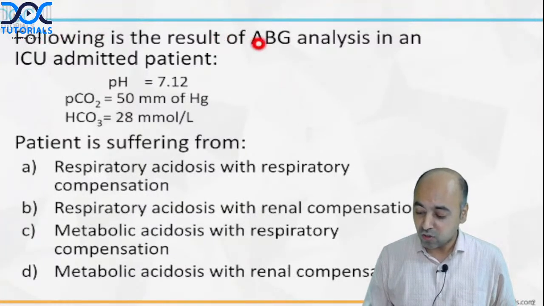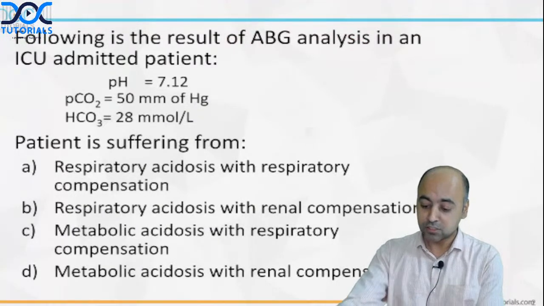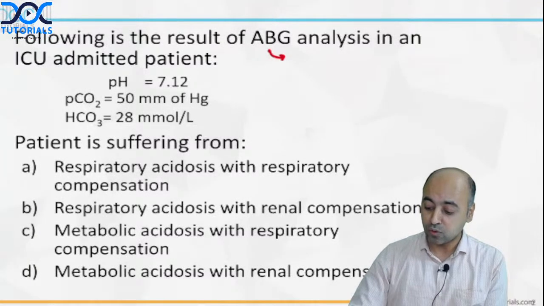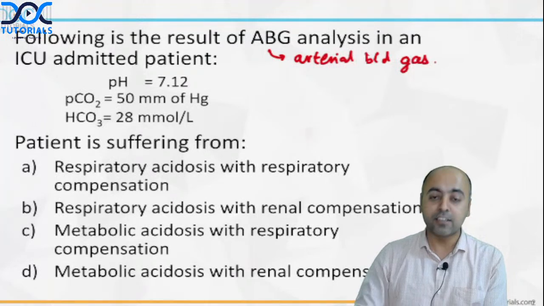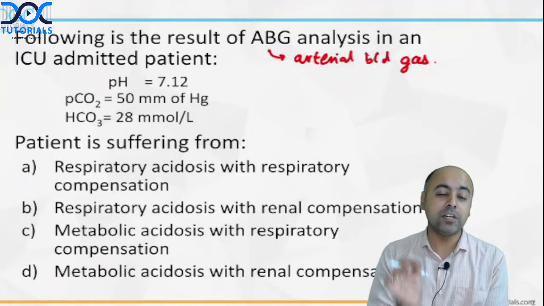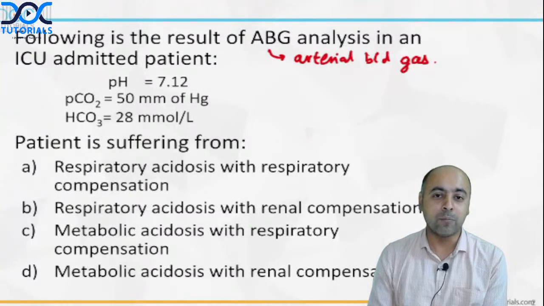Okay, just for the record, I'll read out the question. Following is a result of ABG analysis. So the first point you have to know here is, what do we mean when we say ABG analysis? I'm sure all of you know ABG means arterial blood gas. We are talking about arterial blood gas analysis, and whenever we say ABG, immediately your mind should go to the acid-base imbalance. In ABG analysis, we are looking for the acid-base imbalance.